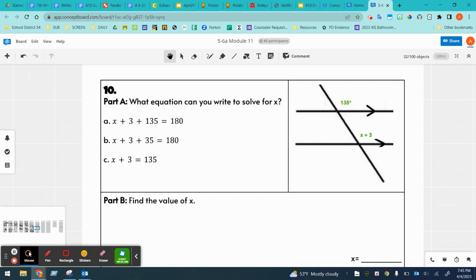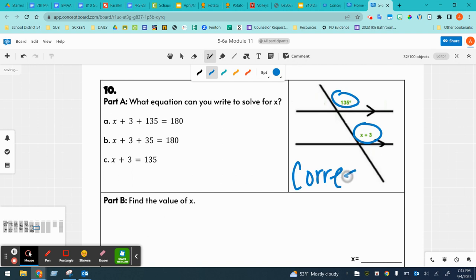So before I solve for x, I want to first identify my relationship. So I see my two angles that are given to us. I hope you're looking at your yellow paper, you're thinking what angle relationship's represented. I hope you're thinking, oh, it must be corresponding angles. So they're corresponding angles.